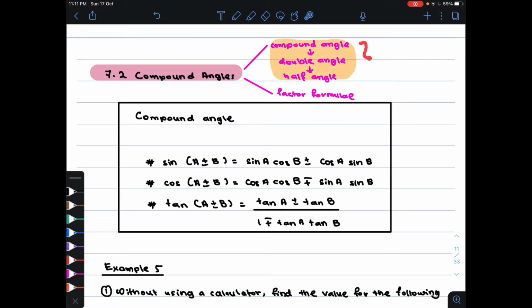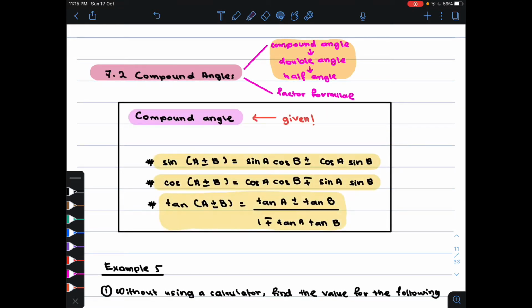Note that these three formulas are related. Therefore, you can use compound angle in order to find double angle and half angle. The factor formula is also related to these angles as well. But don't worry, some of these formulas will be given in the exam. So we'll start with the compound angle formula. This formula will be given in the exam.